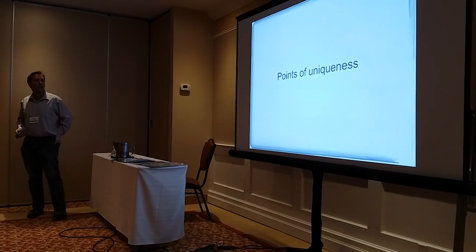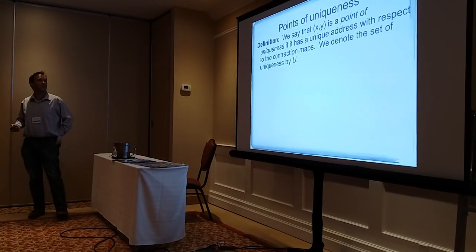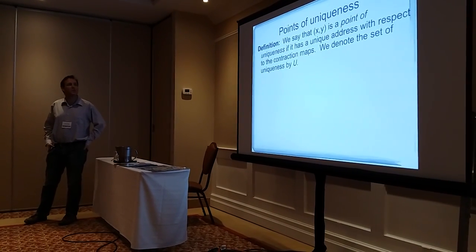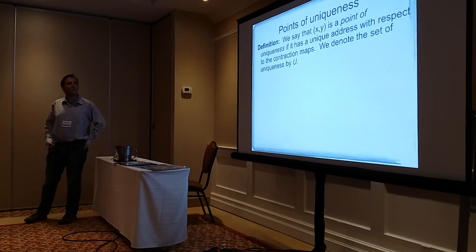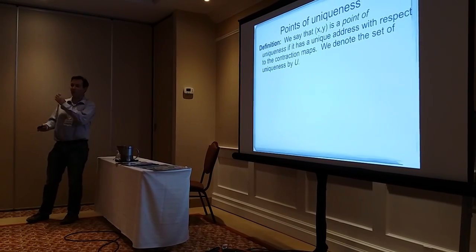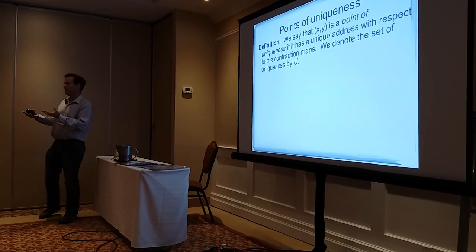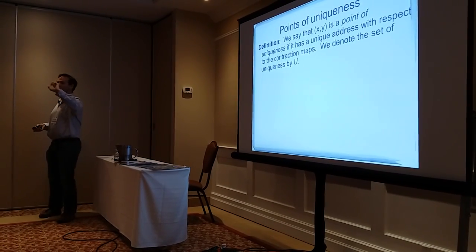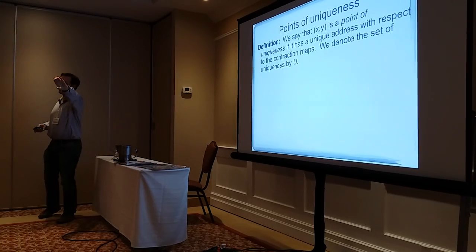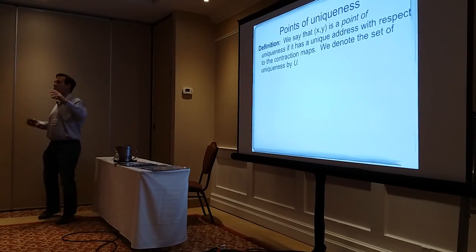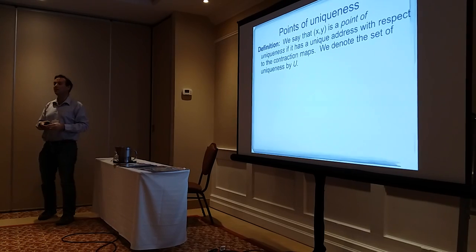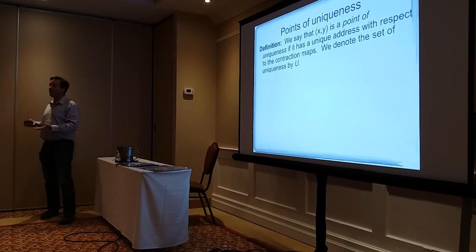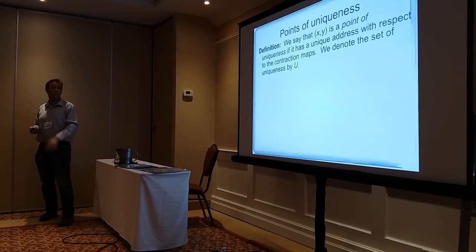Okay. Points of uniqueness. We'll say a point xy is a point of uniqueness if it has a unique address with respect to the contraction map. So I've got maps F1 and F2. I would look at something like F1 composed with F1, composed with F2, composed with F1, and if I get an infinite chain, that actually corresponds to exactly one point, because that's sort of an infinite contraction. Sometimes these will have multiple ways of representing the point, sometimes there's only one way to represent the point.